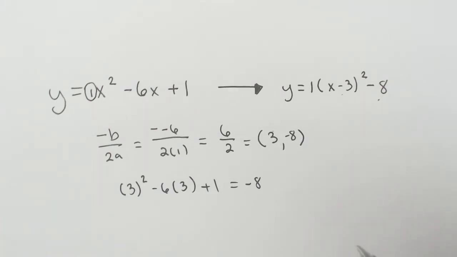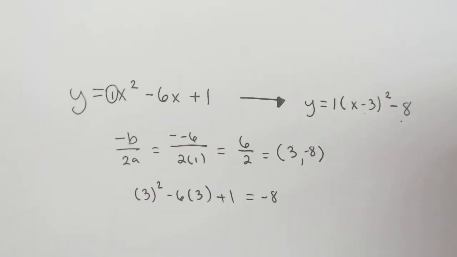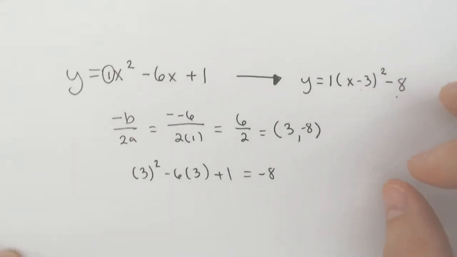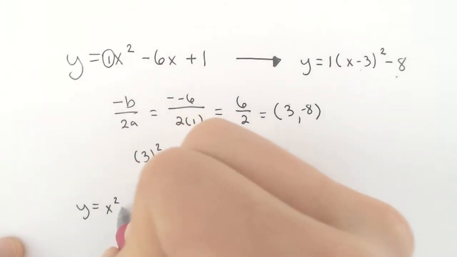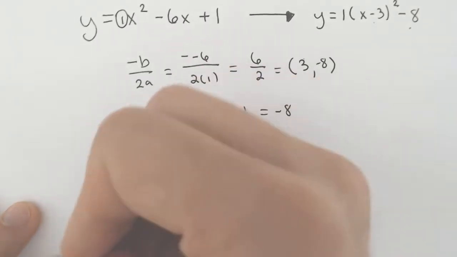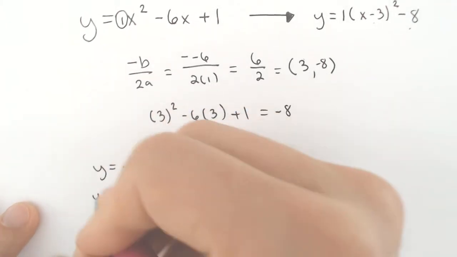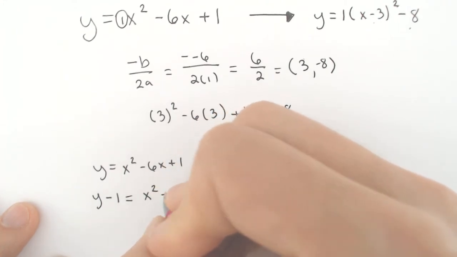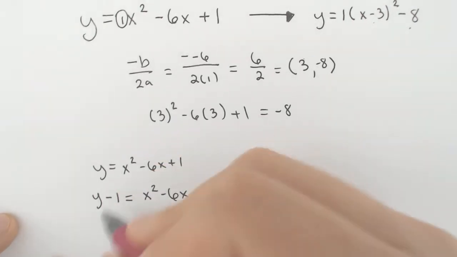Now, technically, that's cheating. Doing the negative b over 2a is technically cheating. And if we wanted to do it the correct way, we would take this y equals x squared minus 6x plus 1. You don't have to move the 1 over, but I kind of like to. So if we moved the 1 over, I would have to subtract the 1, and then I get x squared minus 6x. And what we're supposed to do, legally, mathematically speaking, is complete the square.